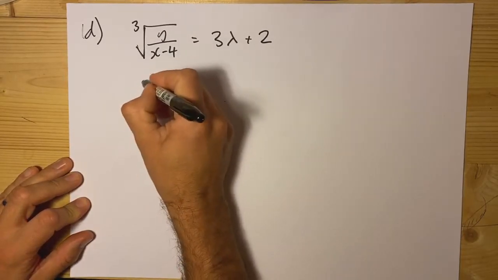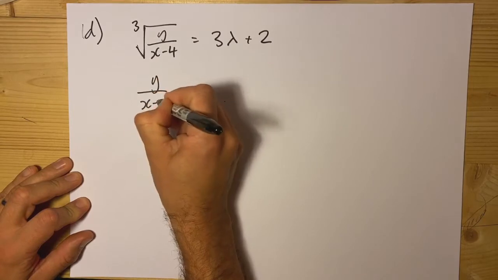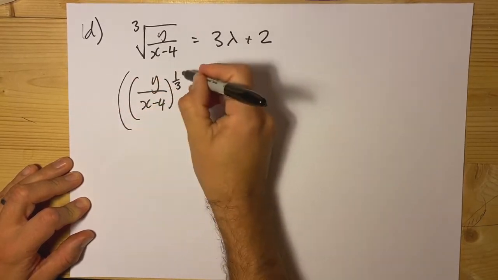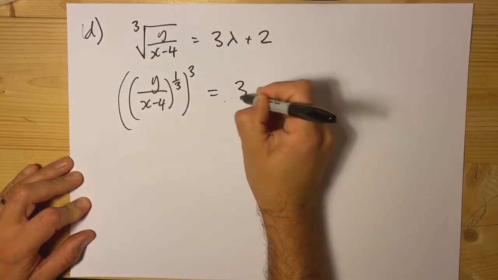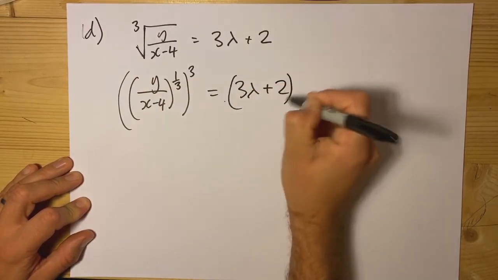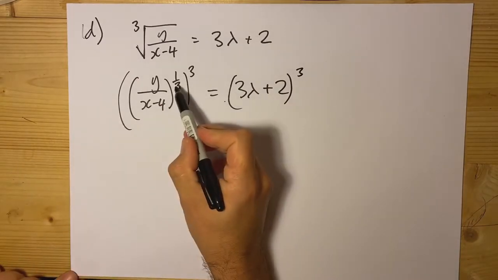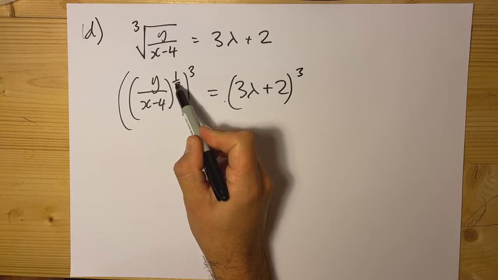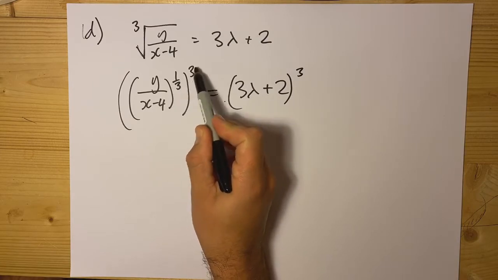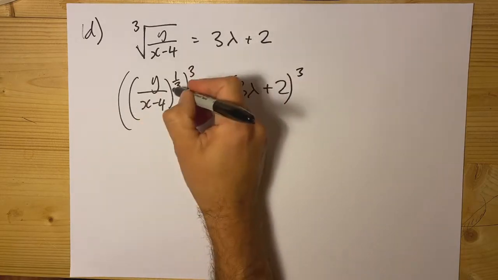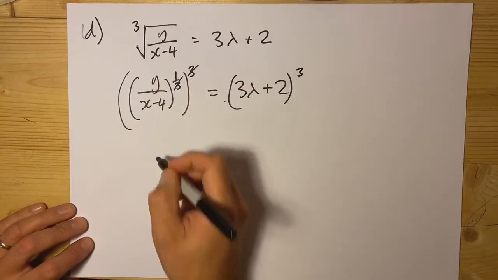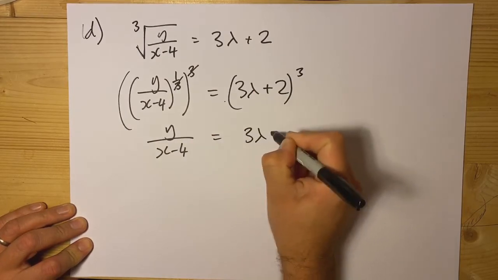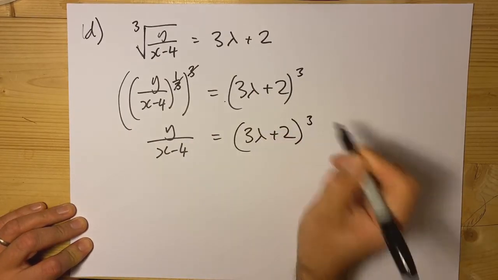Now, remember, another way we can write the cube root is like this, to the power of a third. So we're going to cube that, and then we're going to cube this side as well. Okay, and if you remember from rules of powers, if we're faced with something like this, we multiply the powers together. So a third times 3 is 1, so therefore those cancel out. Okay, so then we're left with y divided by x minus 4 equals 3 lambda plus 2, all cubed.